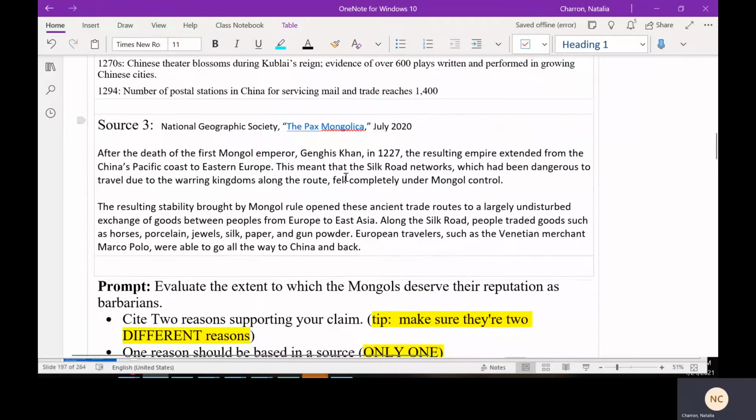I could stop there, or I could keep going if I didn't understand that source. Source 3 is about the Pax Mongolica. If I know that that's the time of Mongol peace, I know that this is probably something about them not being barbaric too. Source 3 talks about the empire being really big, and that means that the Silk Road networks, which had been dangerous to travel, fell under Mongol control. And then the resulting stability opened these ancient trade routes to a large, undisturbed exchange of goods between people. And if I think that that's a good thing, and I do, that's all a great reason to think that the Mongols were not barbaric.